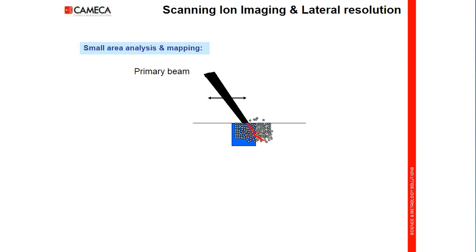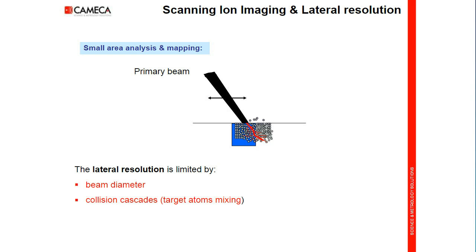To perform imaging, the spatial position of each secondary ion must be mapped to the sample surface. In the ion microprobe imaging mode, the primary beam is rastered across the surface and the signal is detected pixel by pixel. The lateral resolution is determined by the primary beam size. Therefore, the SIMS lateral resolution is limited by the beam diameter and by the collision cascades, target atoms mixing, with a physical limit of the lateral resolution being around 10 to 20 nanometers.